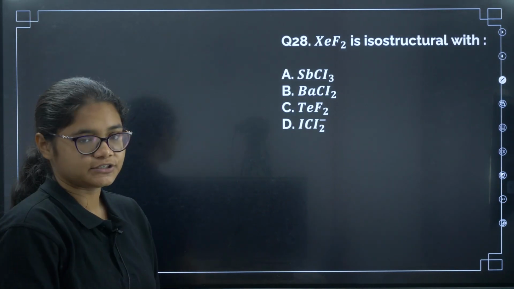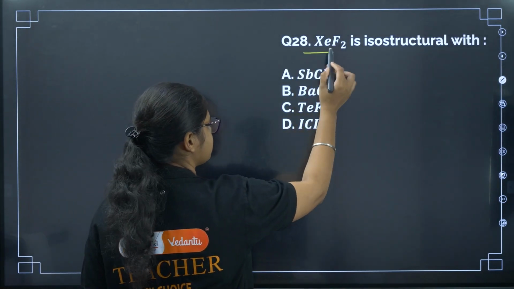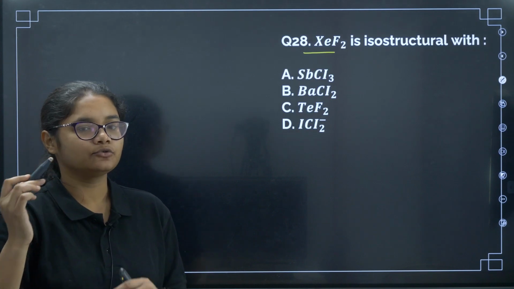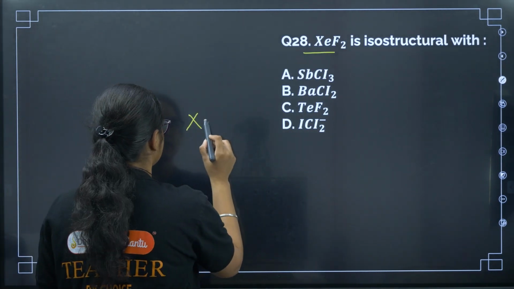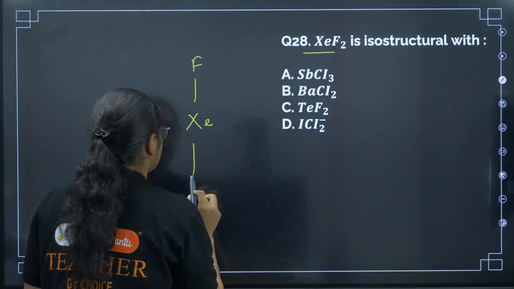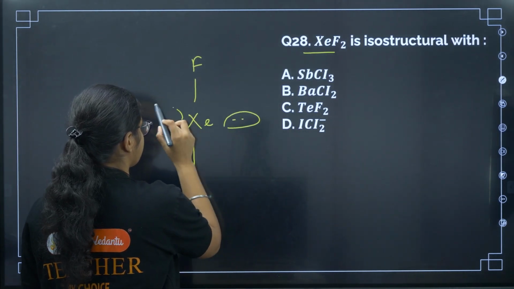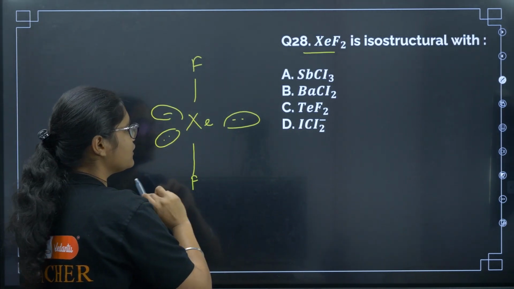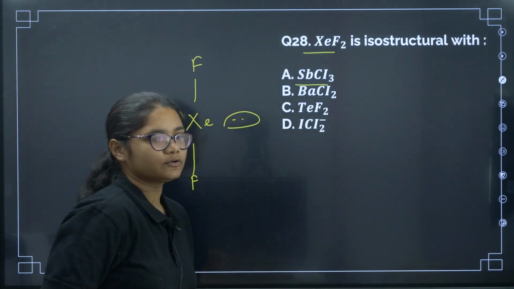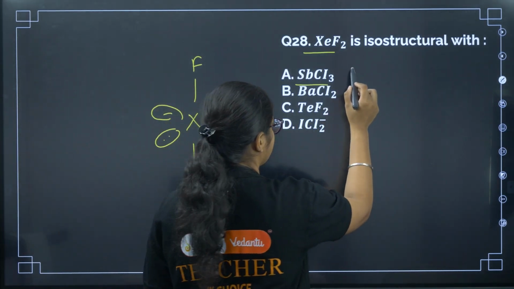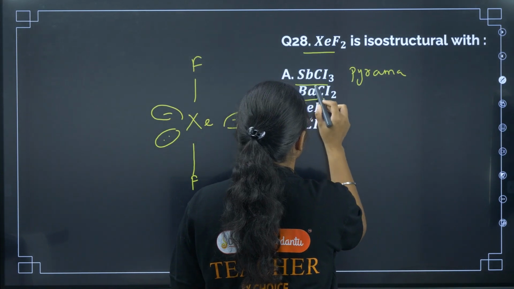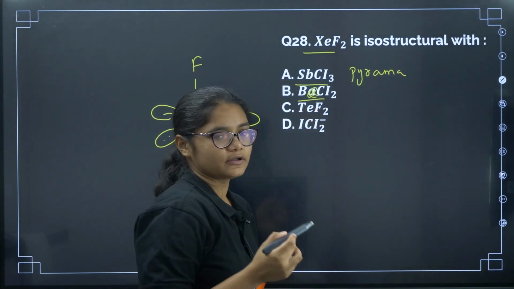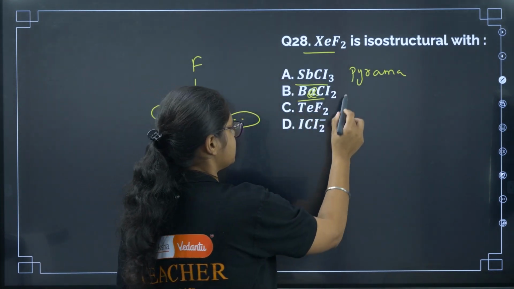XeF2 is isostructural with. So what is the structure of XeF2? 8 valence electrons, 2 are forming bond and there are 3 lone pairs now. So the structure will be linear. Okay. XeF2 will have a linear structure here. Now if you see SbCl3, so this is your pyramidal structure. Okay. Then BaCl2 is your ionic compound, so we cannot consider this one.